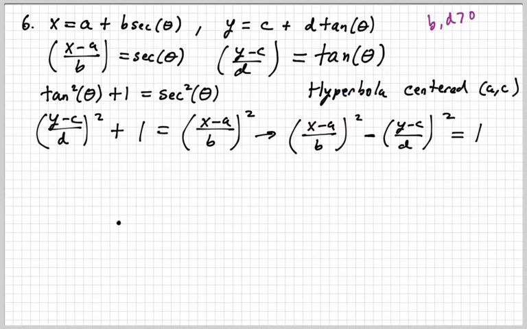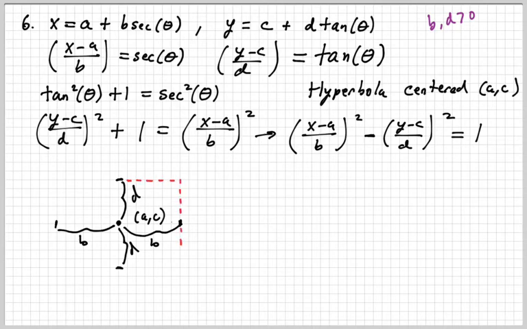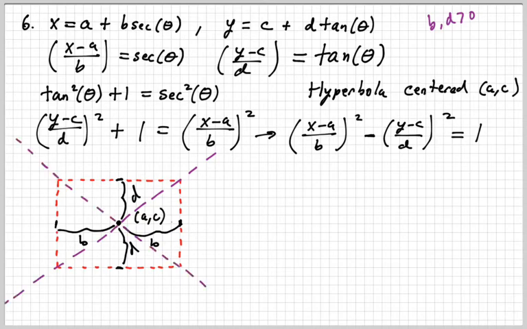Okay. So here's (a, c). And then for graphing purposes, we're going to go left and right, b units. We don't know how many units that is. And then we're going to go up and down, d units. And in both cases, that's from the center. Usually, I think this is called an auxiliary box. We're going to draw an auxiliary box. Your asymptotes will go through the center and the diagonals of your auxiliary box. Okay. And then your vertices are going to be at (a plus b, c) and (a minus b, c).